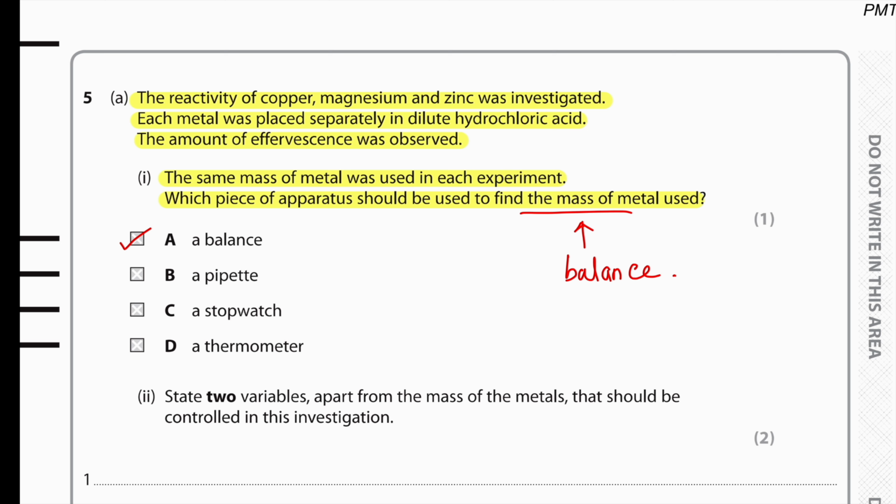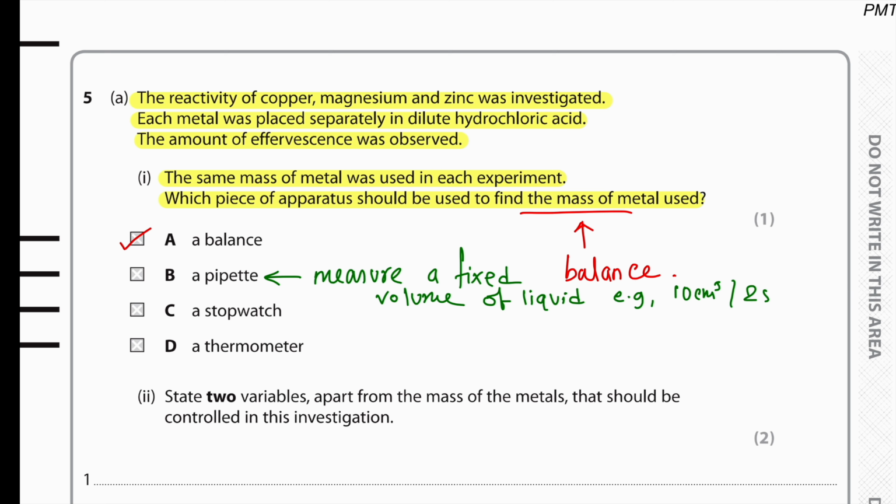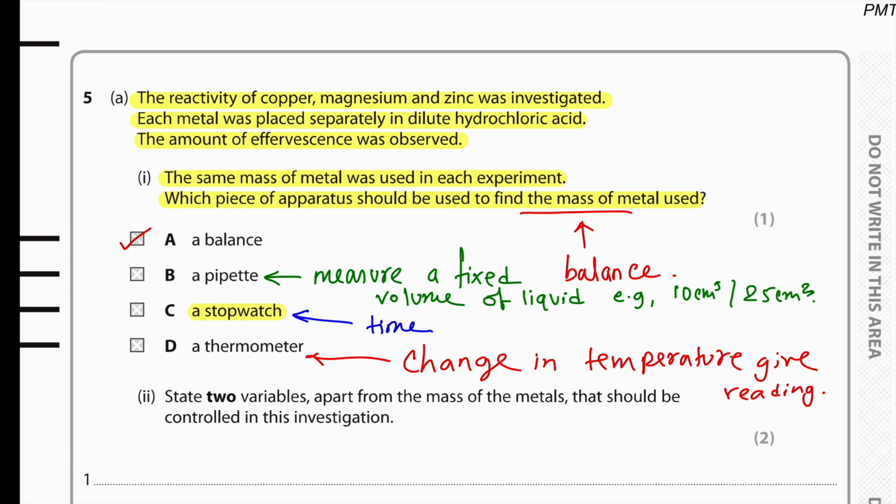A pipette is used to measure out a fixed volume of liquid. An example could be 10 cm cubed or 25 cm cubed, etc. A stopwatch would definitely be used for finding time. A thermometer, on the other hand, would detect the change in temperature and give a reading.